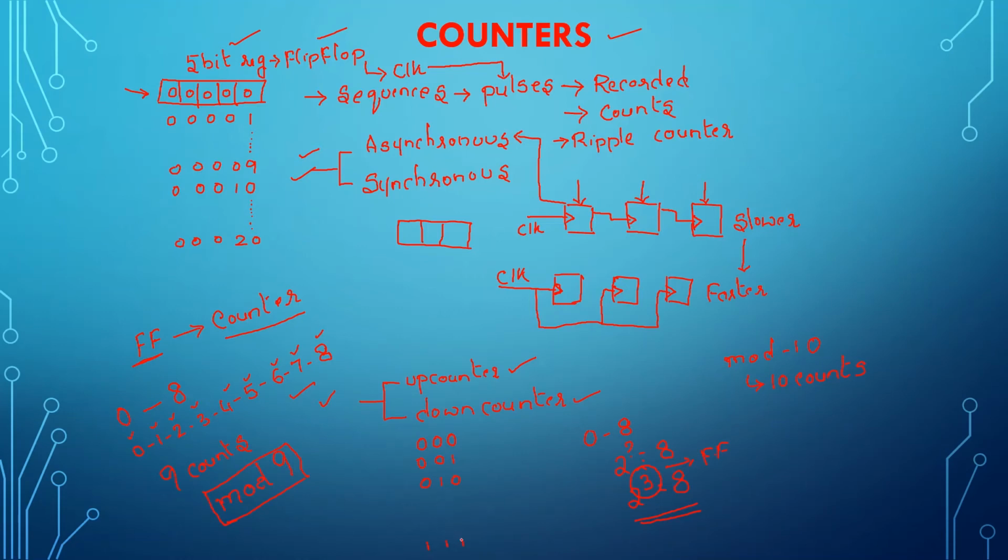So this may be the maximum count I am showing here, but the number of flip-flops is decided by the maximum count you are expecting your counter to count. For example, if you say it's a mod 3 counter, mod 3 means 0, 1 and 2, right? For this, I need to take 2 flip-flops.